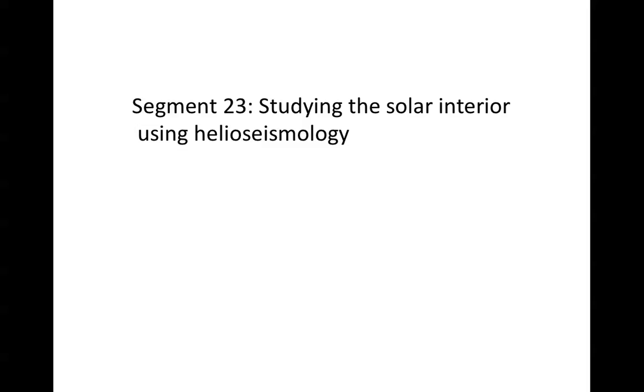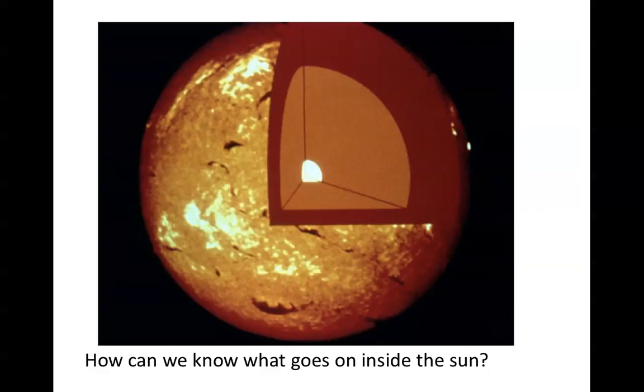Segment 23, studying the solar interior using helioseismology. In order to have a complete understanding of the sun and how it works, we need to understand what's inside it and use that to test models that we have based on elementary physics for how a star like the sun might work. So how can we know what's going on inside the sun?